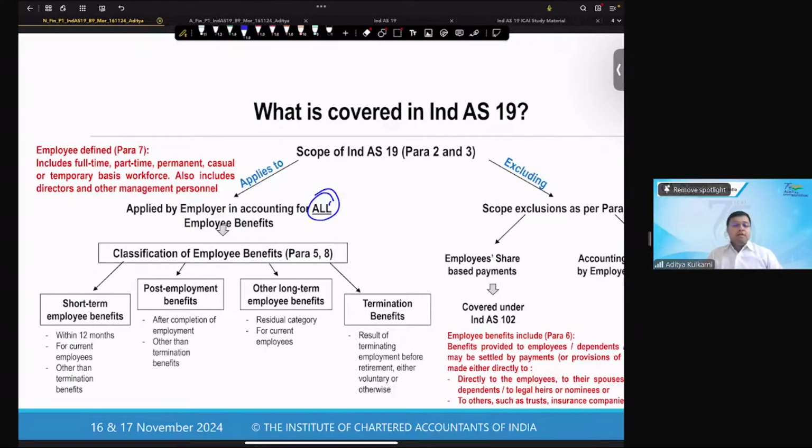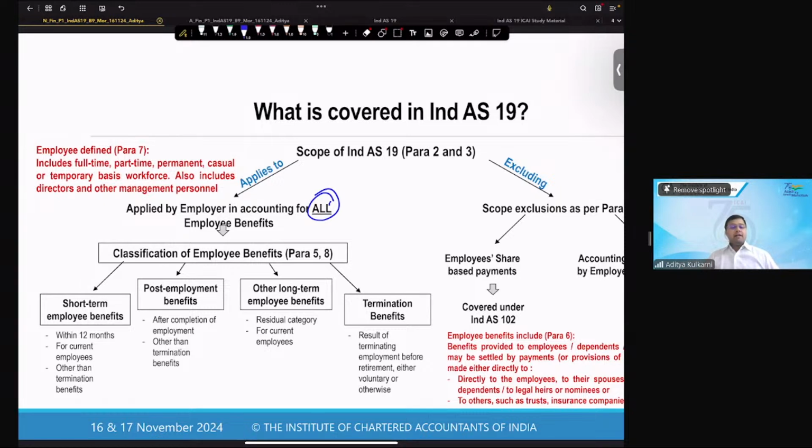Then I have post-employment benefits. This is after completion of employment. After completion of employment means superannuation only? Answer is no. It could mean superannuation or it could mean voluntary resignation. So after these two things happen, then at that point of time, the entity is going to give some benefits like gratuity, pension. All those benefits accounting is covered here.